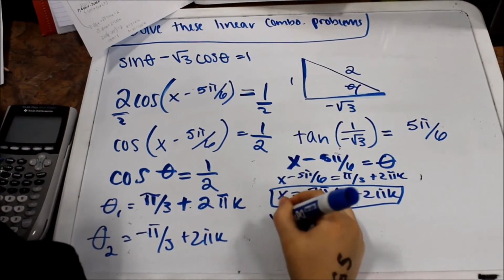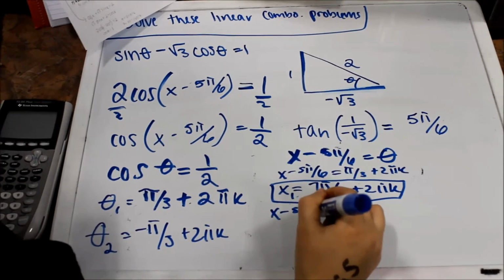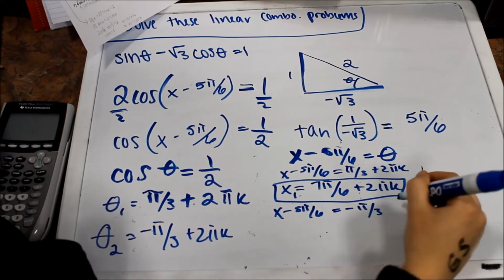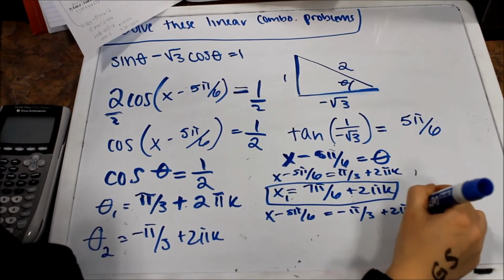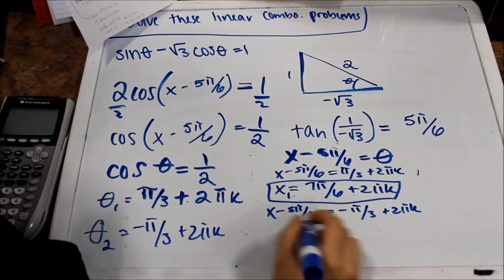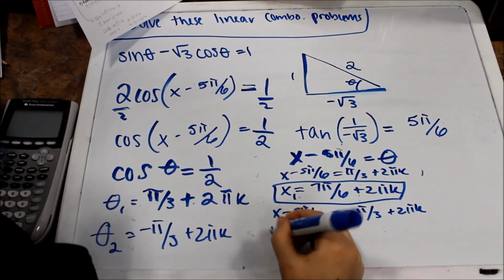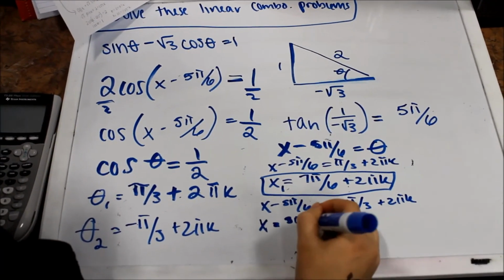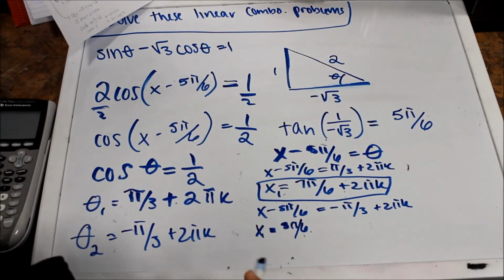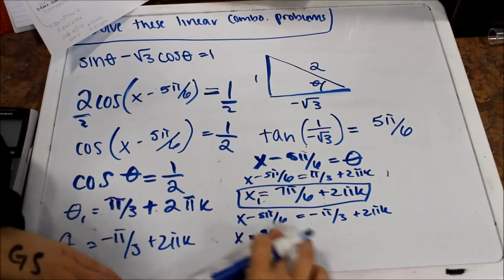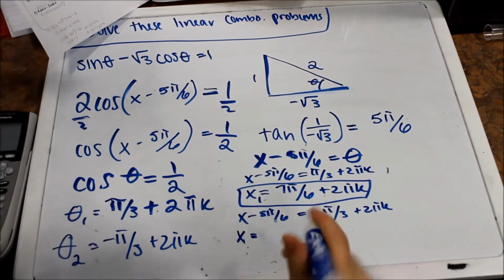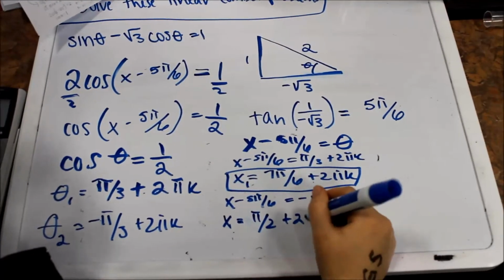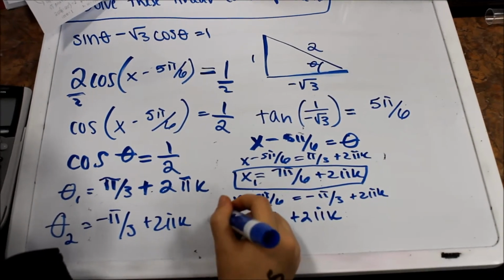And then x minus 5 pi over 6 is equal to negative pi over 3 plus 2 pi k. So negative pi over 3 plus 5 pi over 6 gives x equals 3 pi over 6, which is also 1/2. So I'll erase this and put pi over 2 plus 2 pi k. And that's our second general solution.